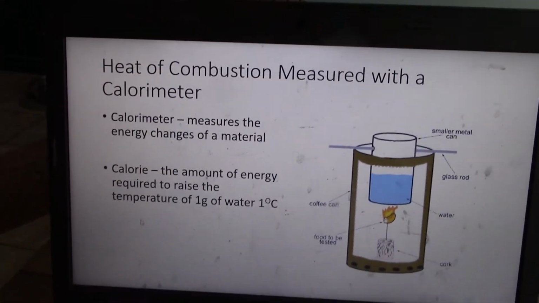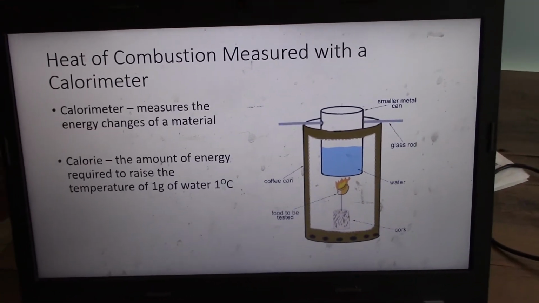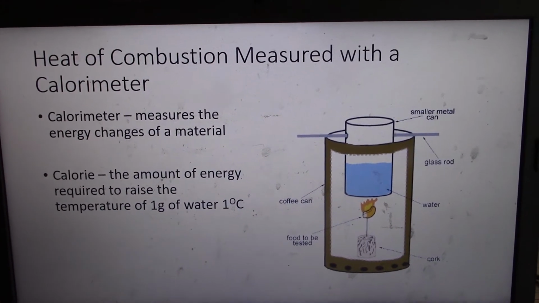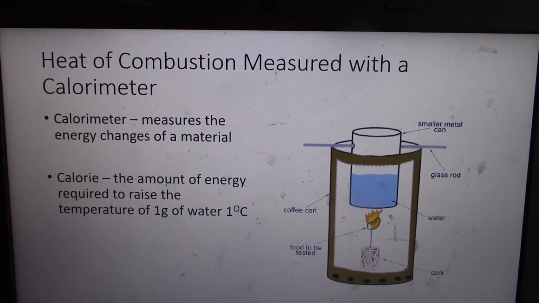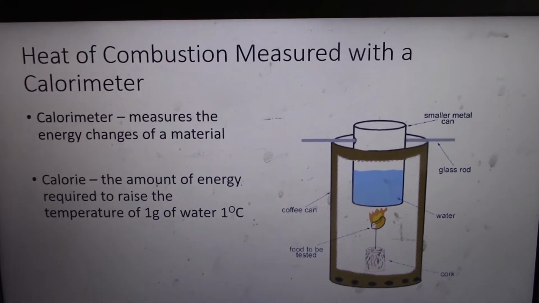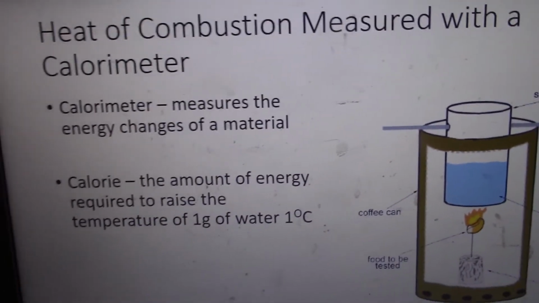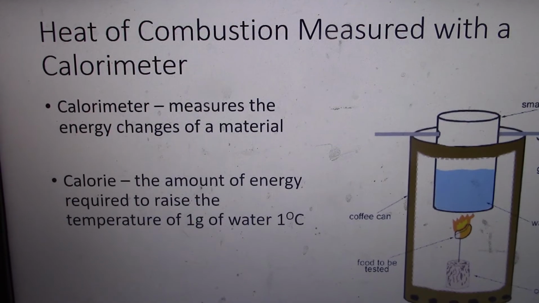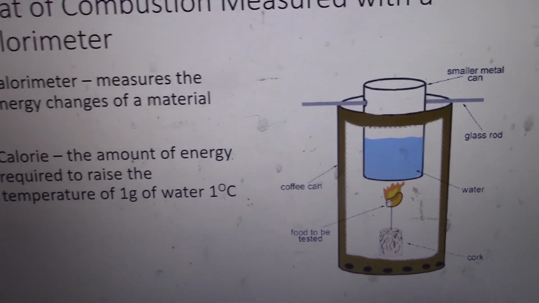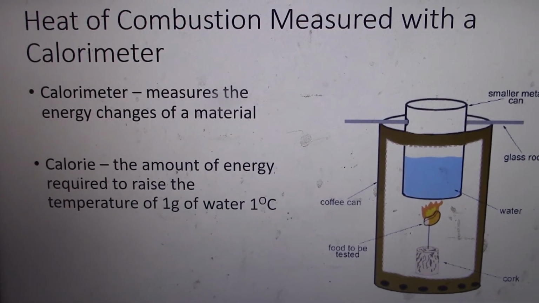So when we measure heat of combustion, or the amount of energy that can be released from a certain molecule, we can measure that in a calorimeter. If we were in class, we would do a calorimetry lab, but we can't do that. All right, so a calorimeter measures the energy changes of a material. And that's what a calorie is.